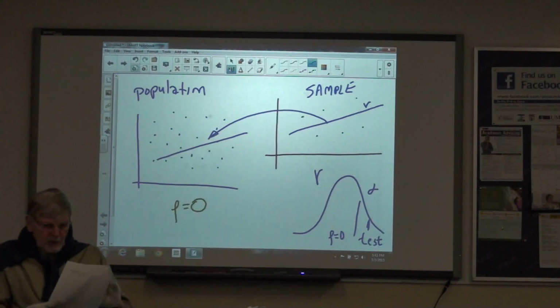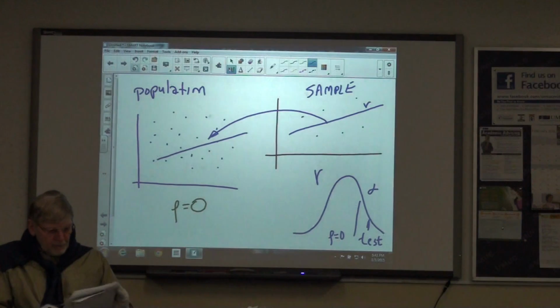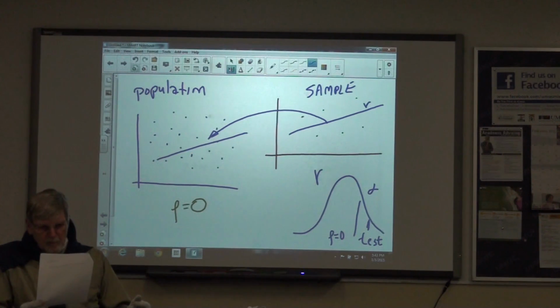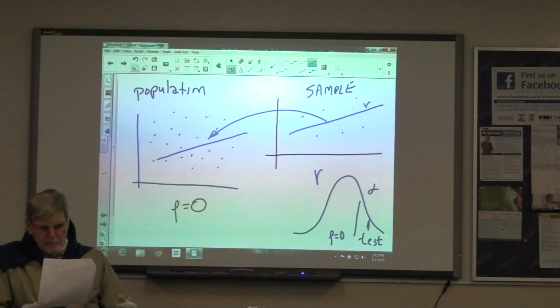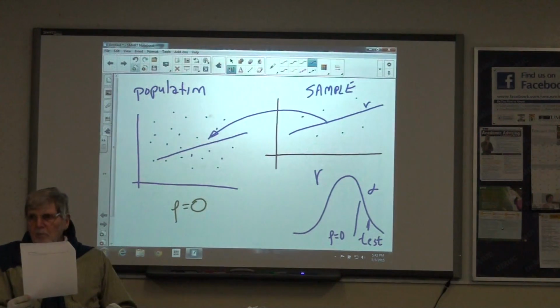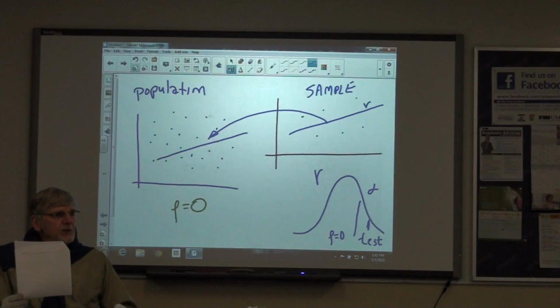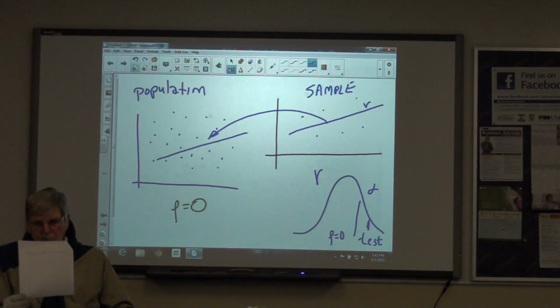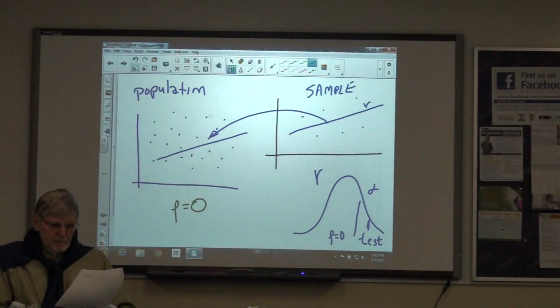Okay, so let's go to Lane chapter 14, problem 8. So Kayla, could you read Lane 14, chapter problem 8 to us? The correlation between years of education and salary in a sample of 20 people from a certain company is 0.4. Is this correlation statistically significant at the 5% level?